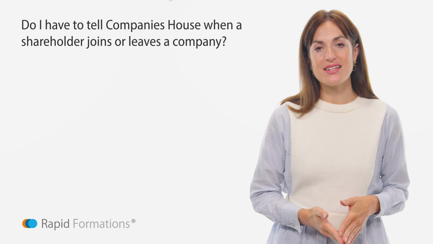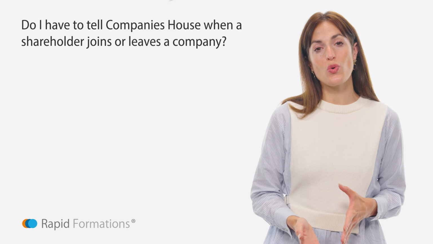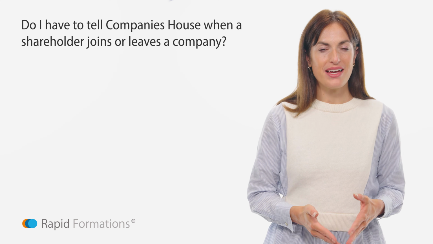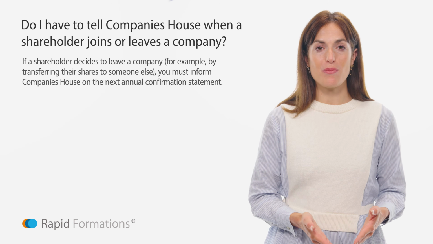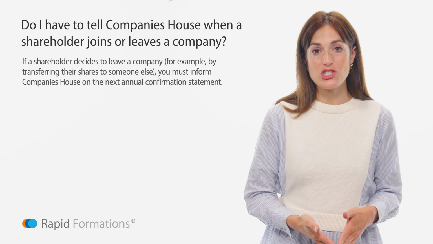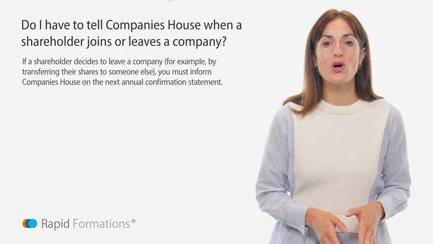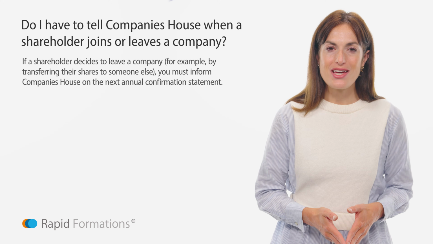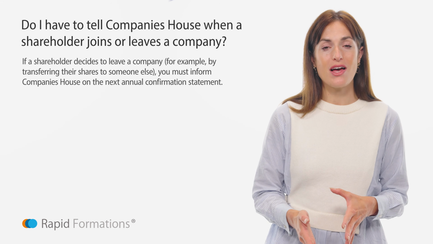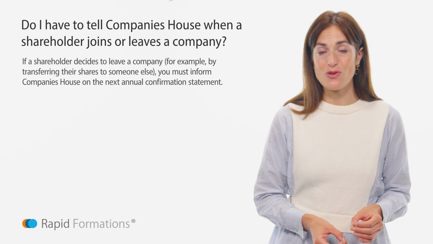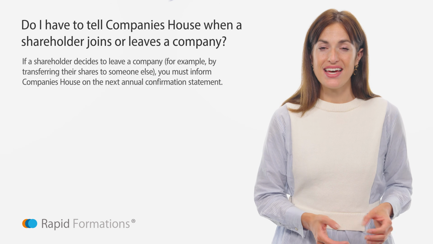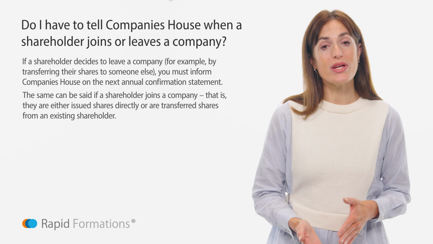Next, do I have to tell Companies House when a shareholder joins or leaves a company? If a shareholder decides to leave a company, for example, by transferring their shares to someone else, you must inform Companies House on the next annual confirmation statement. Where their shares have been transferred to someone else, you will normally need to state the date on which this transfer took place. The same can be said if a shareholder joins a company.